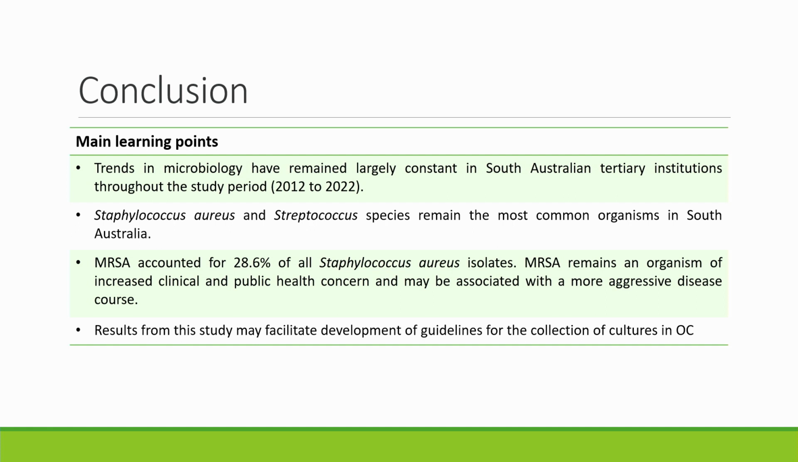So in conclusion, trends in microbiology have remained largely constant in SA tertiary institutions over the 11-year period. Staph aureus and Streptococcus species remain the most common organisms, and MRSA remains an organism of increased clinical and public health concern and may be associated with a more aggressive disease course.